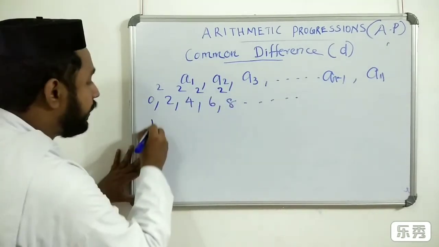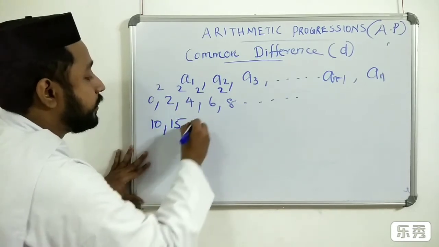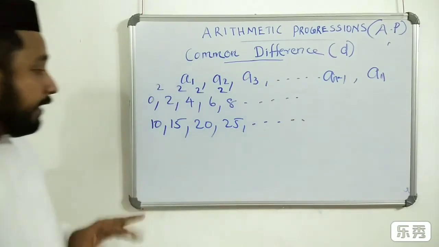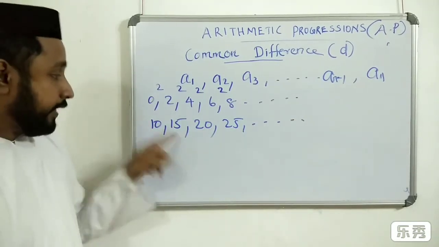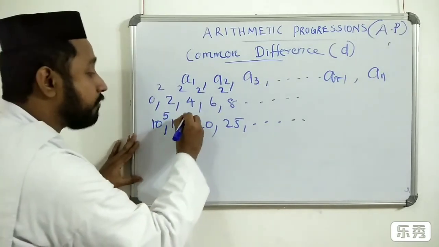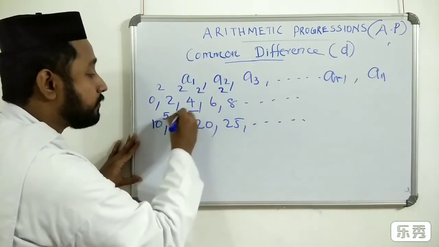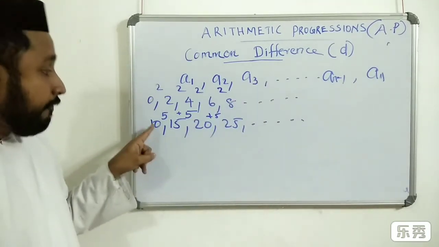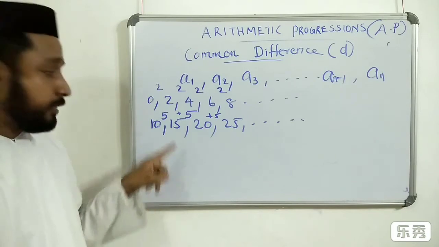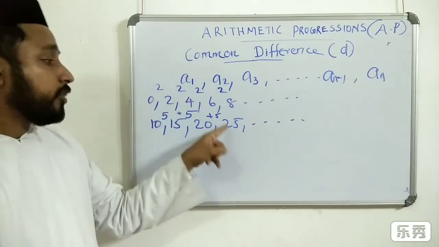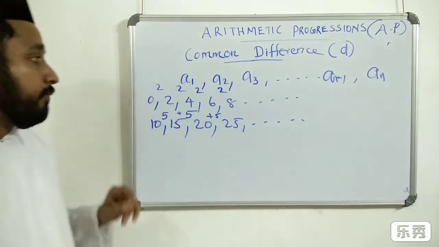Another example: 10, 15, 20, 25, etc. Here 10 plus 5 is 15, 15 plus 5 is 20, 20 plus 5 is 25, etc. So the difference between two consecutive terms: 15 minus 10 is 5, 20 minus 15 is 5, 25 minus 20 is 5.